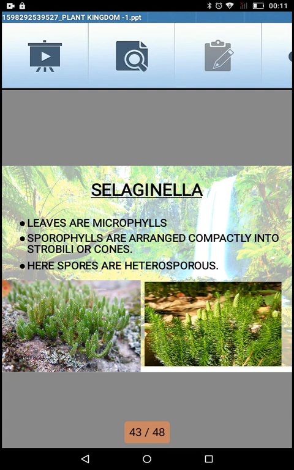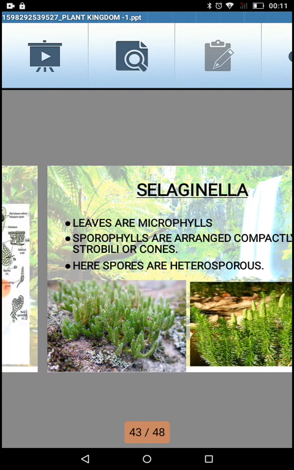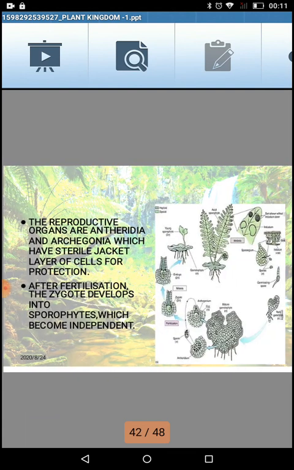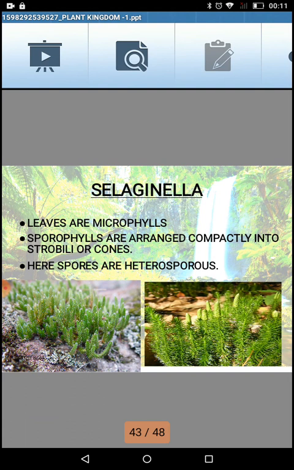Mostly when we talk about pteridophytes, we talk about leaves which are very big in nature. I'm just reverting the slide. You can see here the leaves are big in size. But when we talk about Selaginella, you can see the diagram and the photograph also. The leaves are very small. So we call them microphyllous. Micro means small, phyllous means leaf. So they are small leaves. Next one. Sporophylls are arranged compactly into strobili or cones.